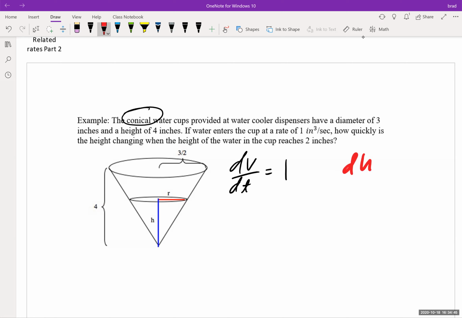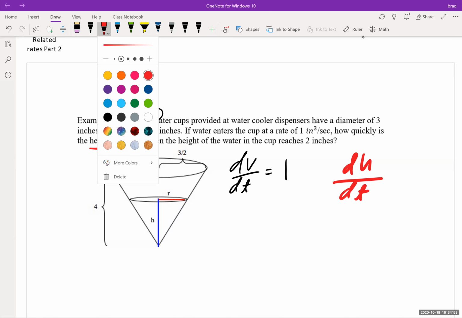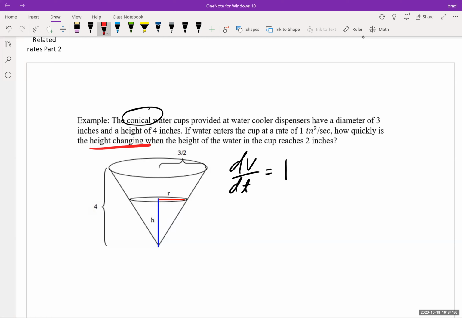And what are we trying to find? It says, how quickly is the height changing? So that means we need dh/dt. Okay, we need to know the change in height with respect to time. Now notice it even says the word when: the height of the water in the cup reaches 2 inches. So we know that the height is actually 2 inches, so when we have h equals 2. Okay, so we have some information.